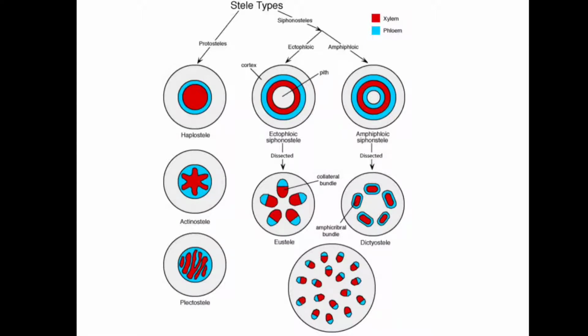So the first part is the protostele. The protostele has three types: the haplostele, actinostele, and plectostele. Then the siphonostele has two types: ectophloic siphonostele and amphiphloic siphonostele. Then, similar to the siphonostele, there are the solenostele, eustele, dictyostele, and atactostele. So in our syllabus, in this stelar system, we discuss these types of stele.